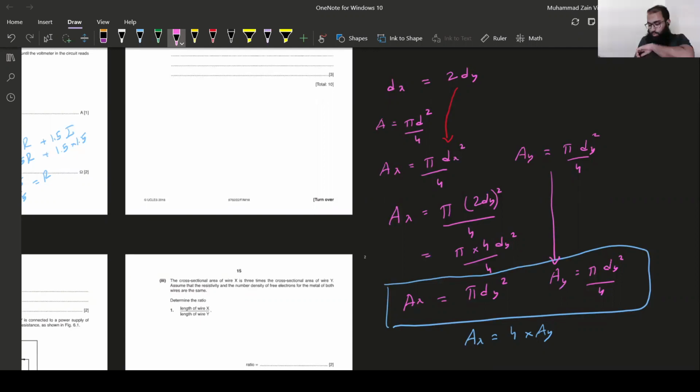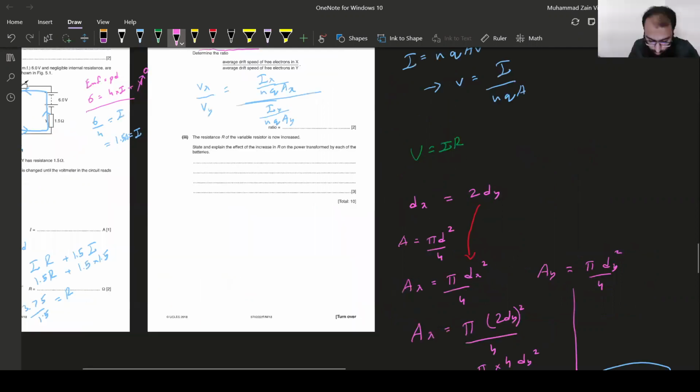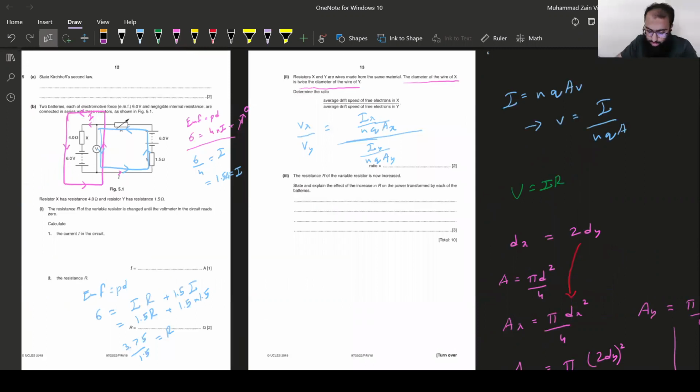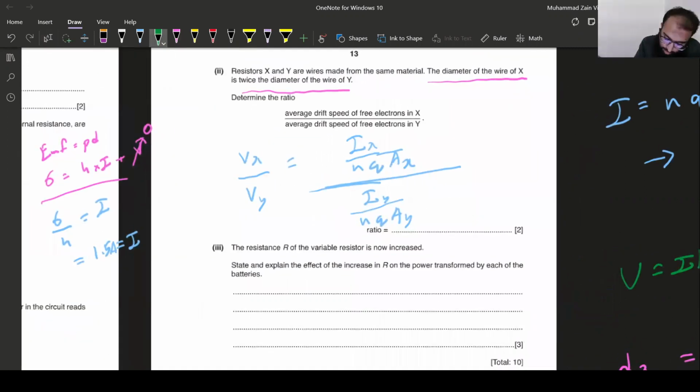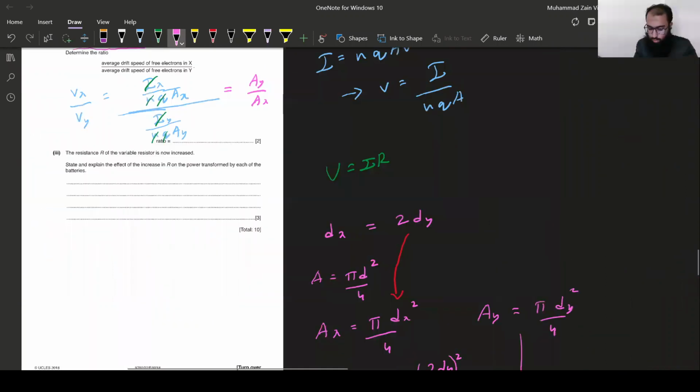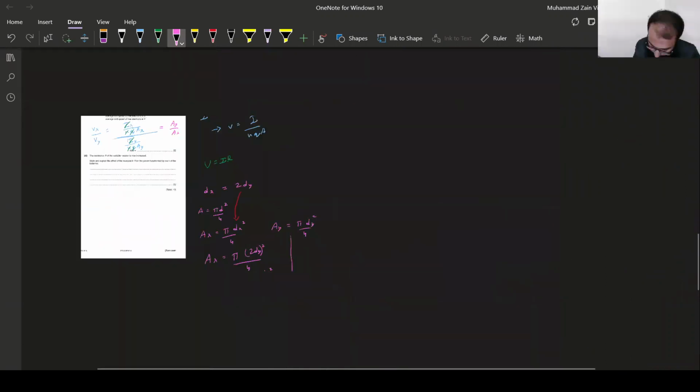Now if I look above, all these were connected in series, so IX and IY were the same. So they cancel out with each other. Similarly, n is the same, Q is the same, it's from the same material and everything's the same. So what I end up with is an equation of AY divided by AX. This is what I'm left with. Now I know the relationship that AX equals 4AY.